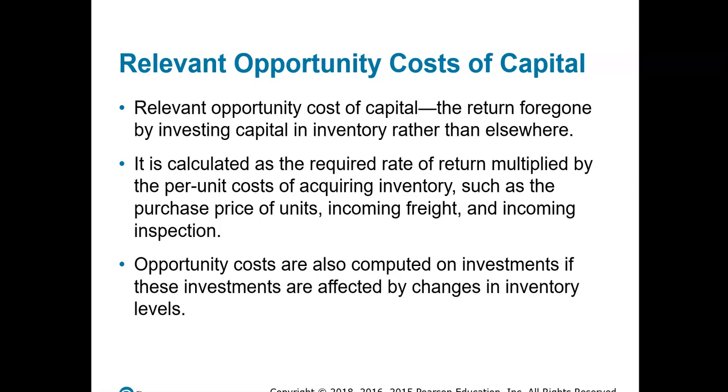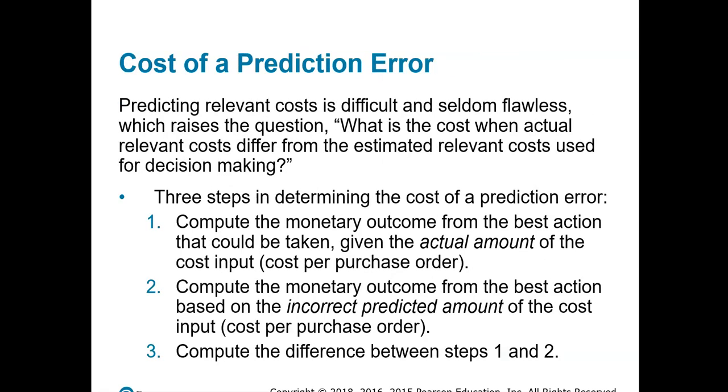For example, if I have a choice to either buy a whole bunch of inventory and have it on hand ready to go so that I don't have to worry about placing as many purchase orders, so my cost of placing those orders is reduced, I also have to consider that if I'm buying all this inventory, that may be cash that I cannot invest elsewhere because of that significant increase in inventory. Now let's talk about the cost of a prediction error.